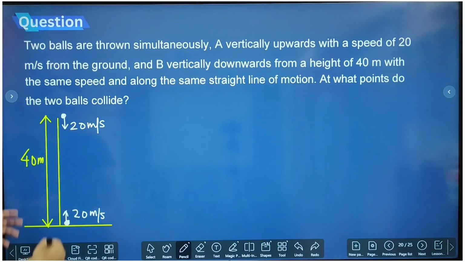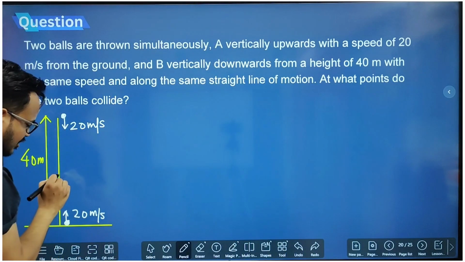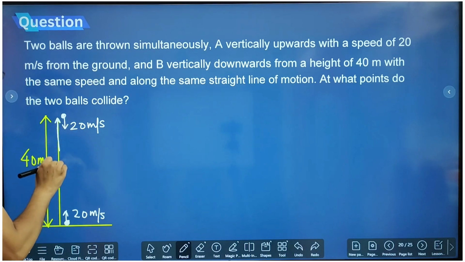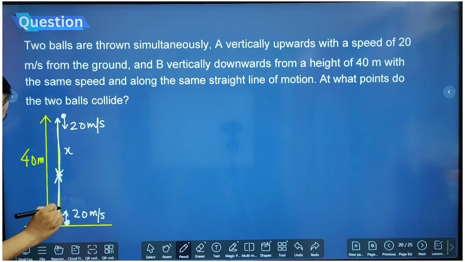So we have to find where the two balls will meet. Suppose this is the point where the two balls will meet and this distance is x. So from the ground this distance has to be 40 minus x.